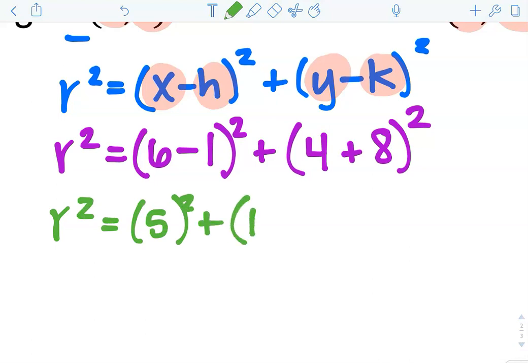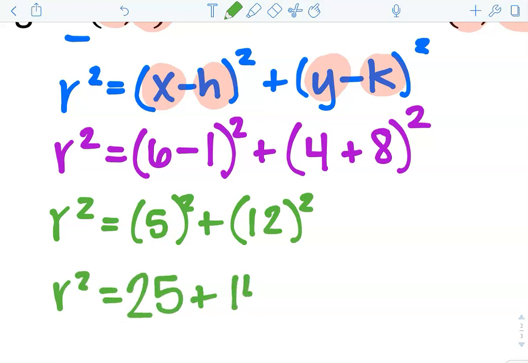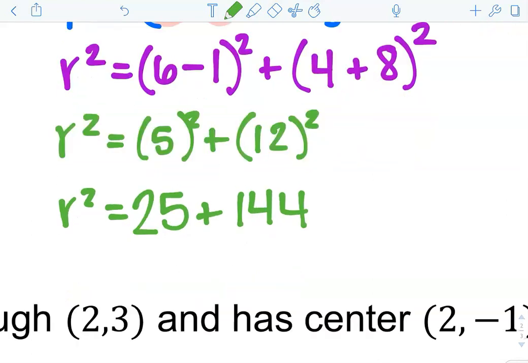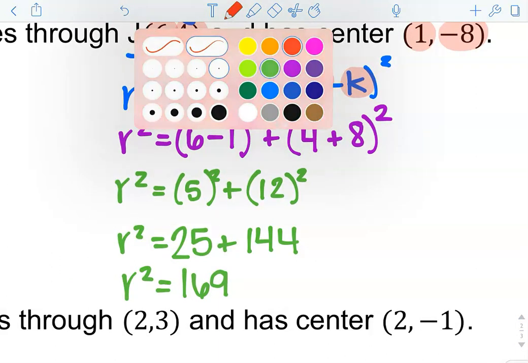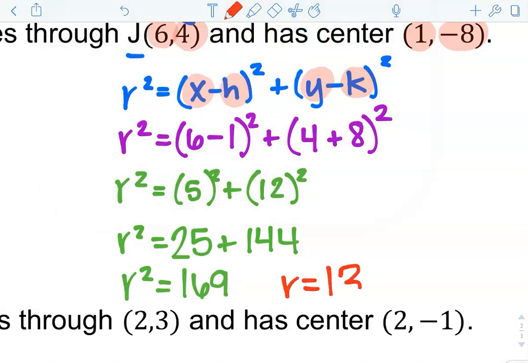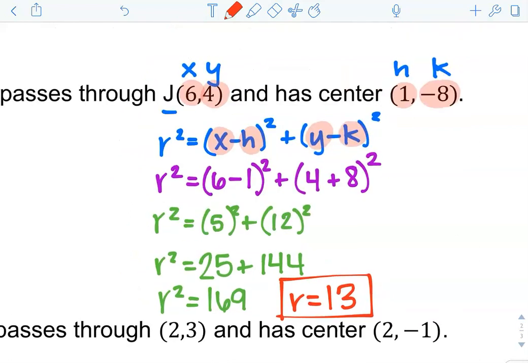4 plus 8 is 12. 5 squared is 25. 12 squared is 144. If I add those together, I get 169. And then if I square root that to get my radius, I get my radius equals 13. So now I know my radius. That's not my final answer, but it's important.